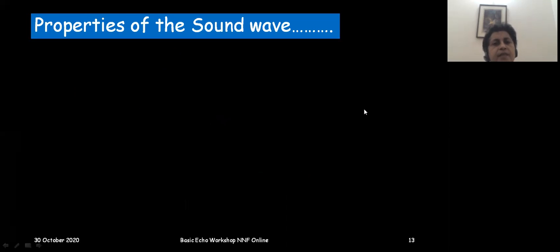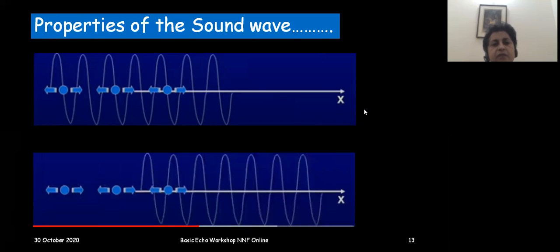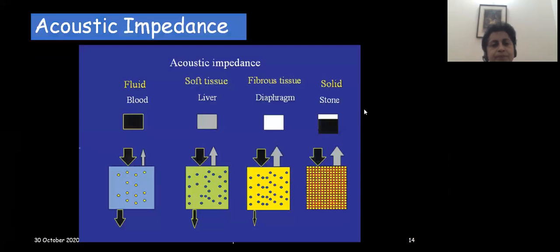Now, what are the properties of a sound wave? Properties of a sound wave are it travels in a particular direction. It has certain cycles or frequency and wavelength, and it has to travel through a medium. And the molecules in that tissue are set into motion. This motion is an oscillatory motion, and that is how the sound wave actually moves ahead. So in other words, every sound wave has to travel through a medium. It can't travel through a vacuum.